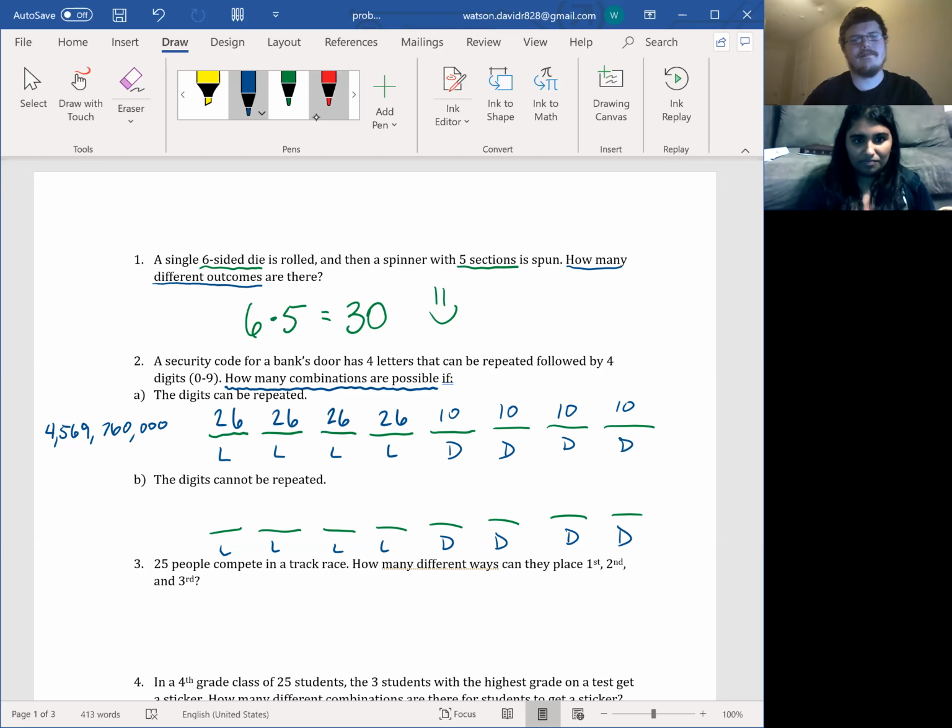4,569,760,000. That's a whole bunch of combinations. So you want to think about like your password. Like imagine how hard it is to figure that out. If you have a good password, that is, and not something common.